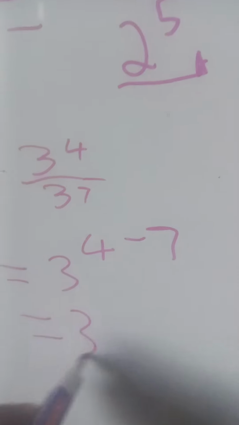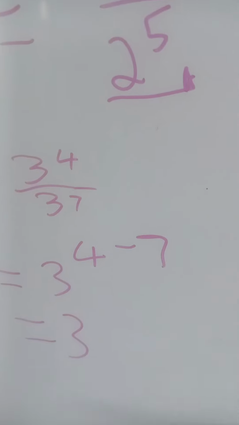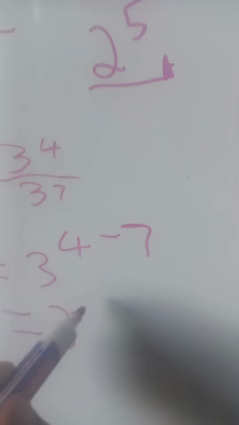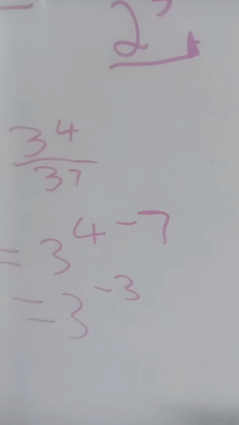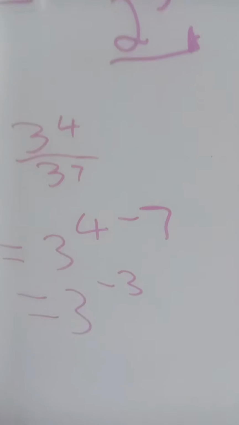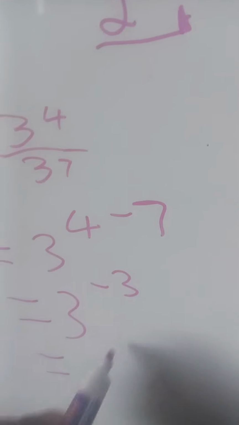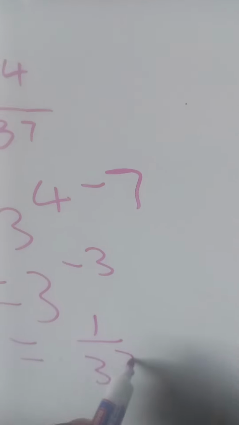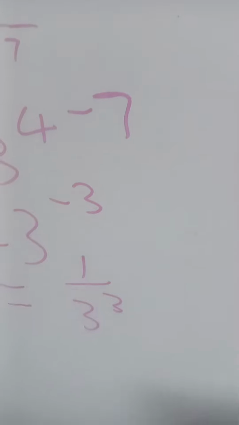So this is going to give us 3 to the power 4 minus 7, which is minus 3. 3 to the power minus 3, which you can further simplify as equals to 1 over 3 to the power 3, which can also be written as 1 over 27. 3 to the power 3 is 27.